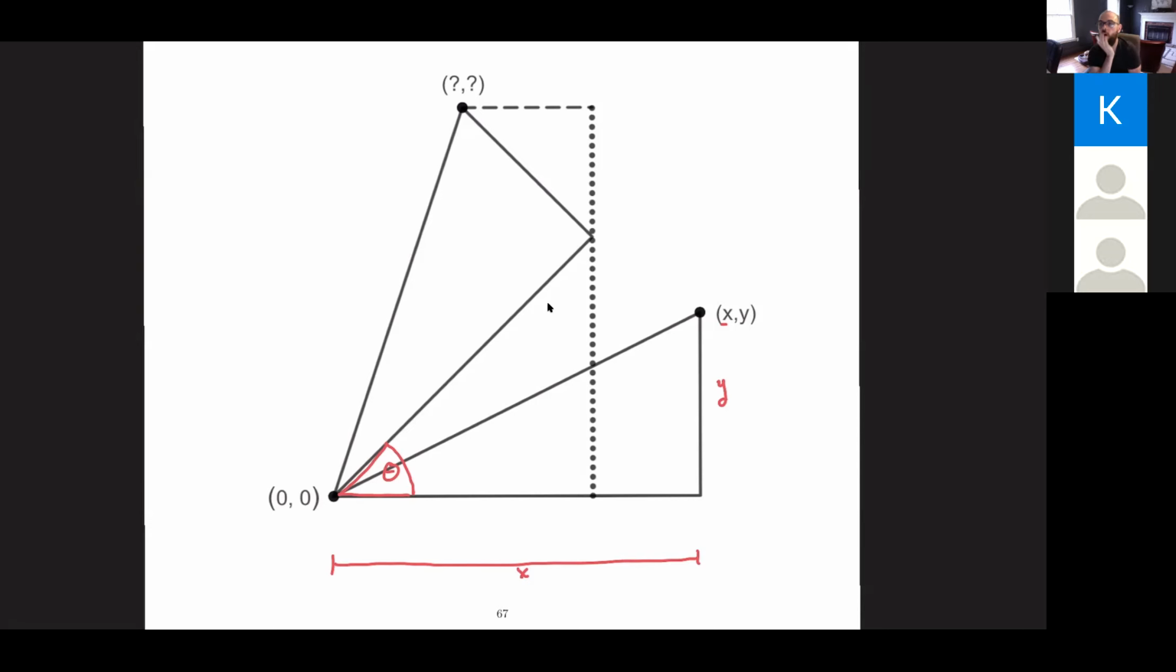Okay, so any ideas out there on what we could do?